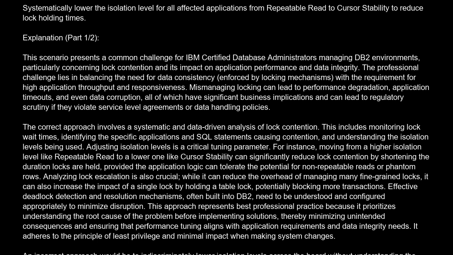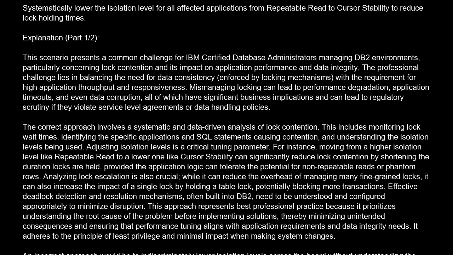Explanation. This scenario presents a common challenge for IBM certified database administrators managing DB2 environments, particularly concerning lock contention and its impact on application performance and data integrity. The professional challenge lies in balancing the need for data consistency, enforced by locking mechanisms, with the requirement for high application throughput and responsiveness. Mismanaging locking can lead to performance degradation, application timeouts, and even data corruption, all of which have significant business implications and can lead to regulatory scrutiny if they violate service-level agreements or data handling policies.